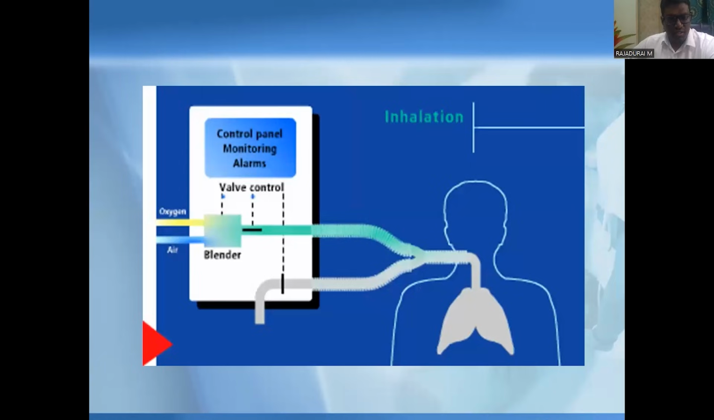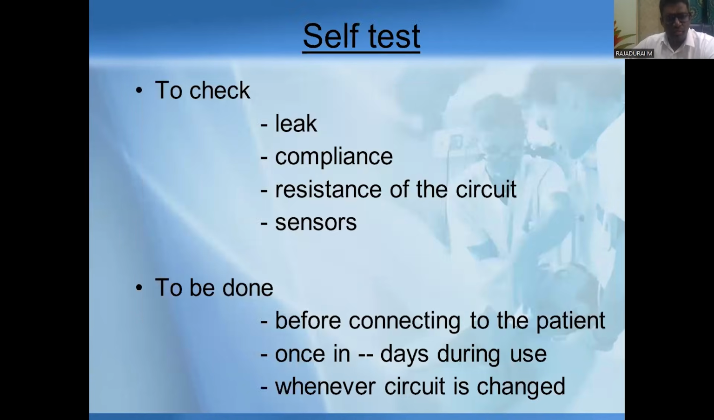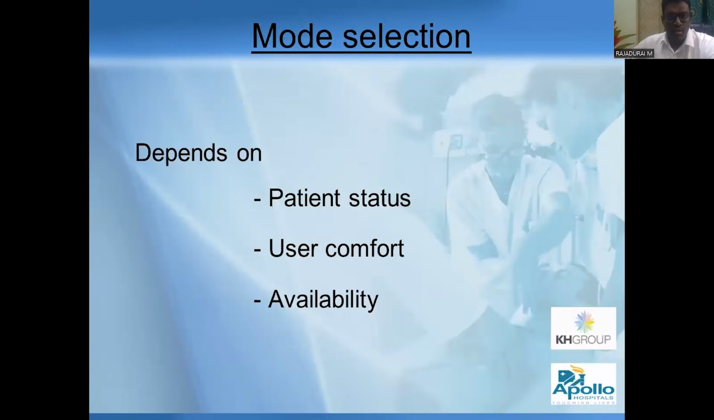We need to do a self-test. Of course, intubating a patient or stabilizing an airway are always adrenaline moments. We don't have much time. But once that has been done, after you stabilize a patient and connect to the ventilator, you can wait till the machine does the self-test. So always allow your machine to perform a full self-test whenever it is appropriate.